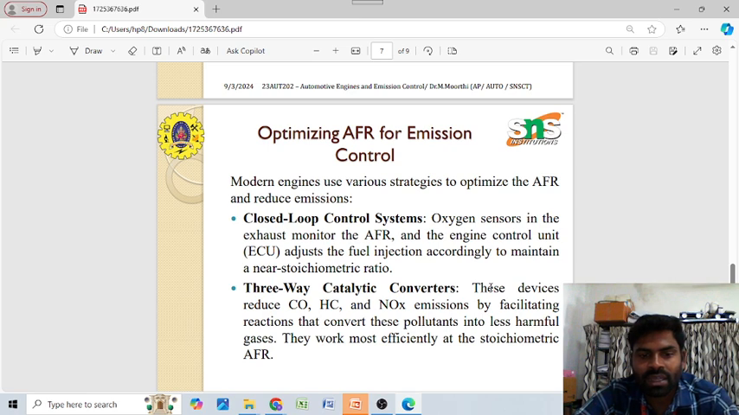Another way is the catalytic converter. This device is attached to the exhaust manifold, and it reduces carbon monoxide, hydrocarbon and NOx emissions by facilitating reactions that convert these pollutants into less harmful gases, as they work more efficiently at the stoichiometric air fuel ratio.